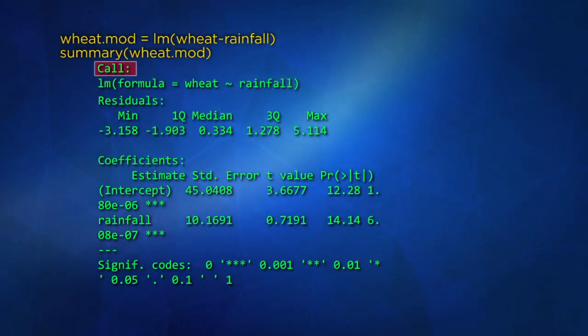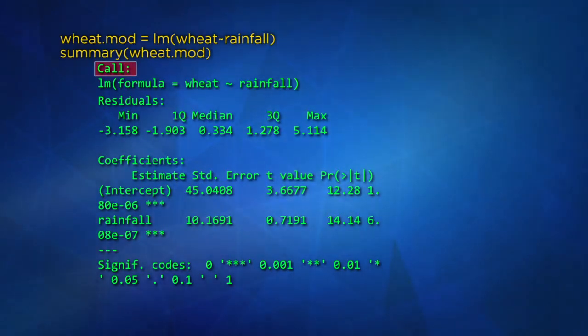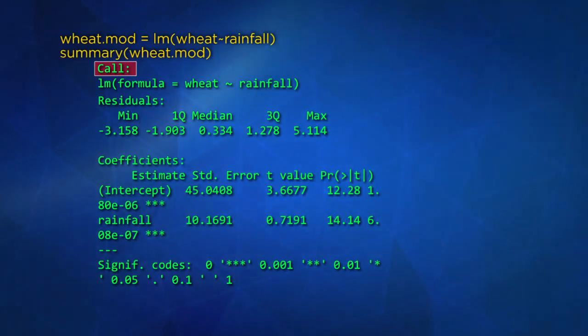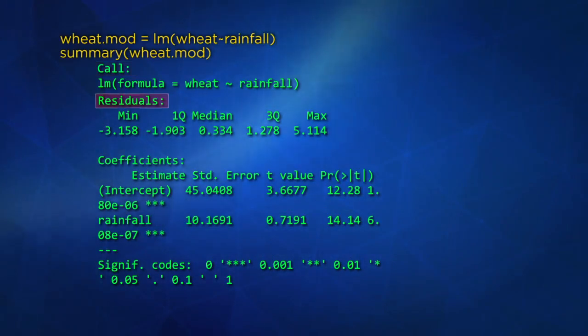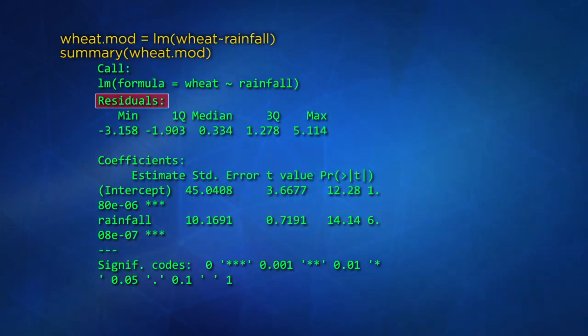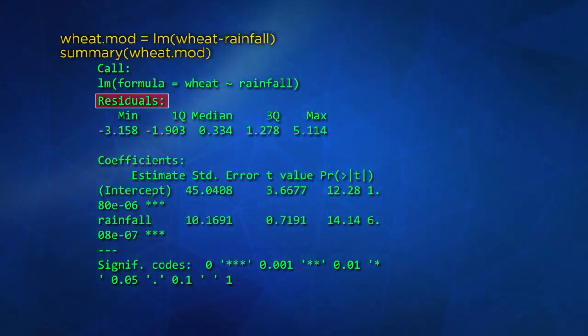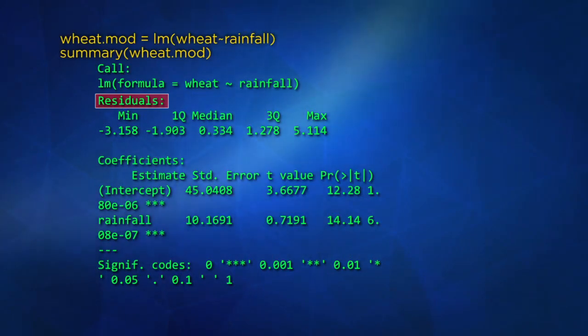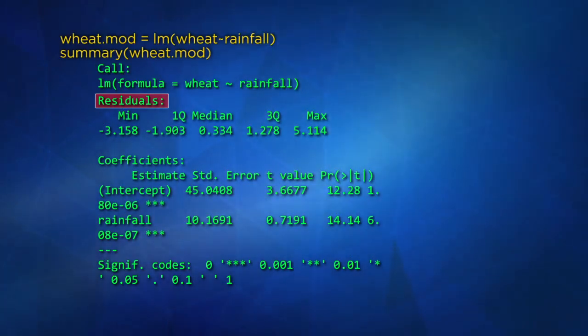The call, this tells us what our regression model is. So in this case, wheat is being regressed on rainfall. Notice too, we get the summary statistics for the residuals. So we can do a quick visual check to see if our residuals have any outliers. We can check and see if the median is close to 0, because remember, we want those residuals to be normally distributed.